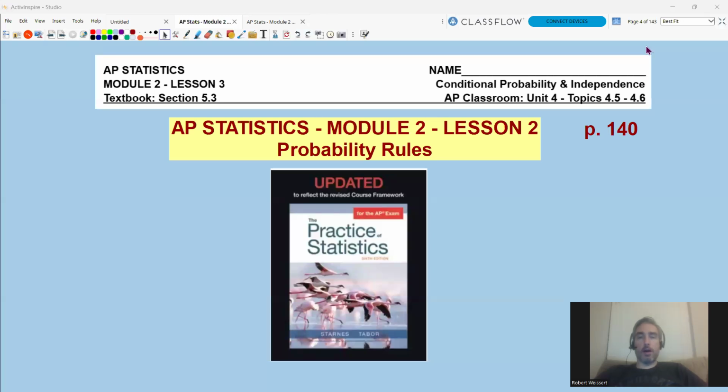If you would like to follow along in your textbook, this is section 5.3 of The Practice of Statistics, updated 6th edition. And in AP Classroom, this will be covering topics 4.5 through 4.6. In my notes, it'll be Module 2, Lesson 3, which starts on page 140.